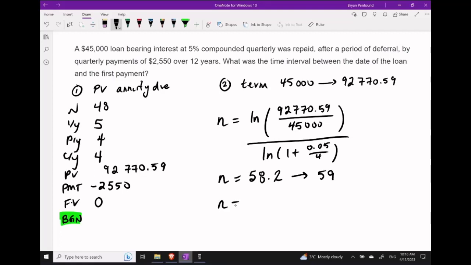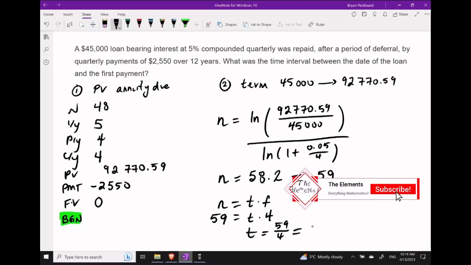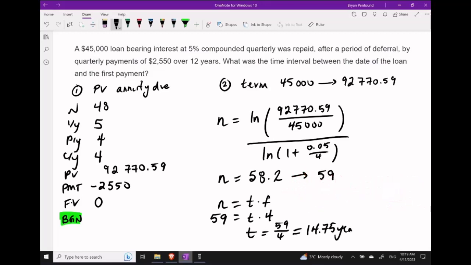And then if we want, we can apply the N equals T times F formula. If we put in 59 for N, and we know that we are compounding quarterly, we should be able to solve for T by taking 59 and dividing by 4. And doing that division gives us 14.75 years.